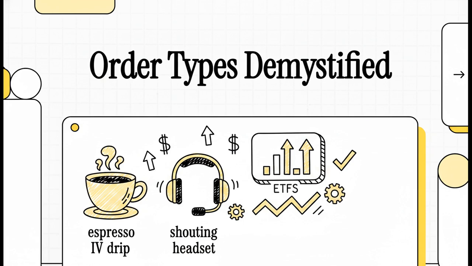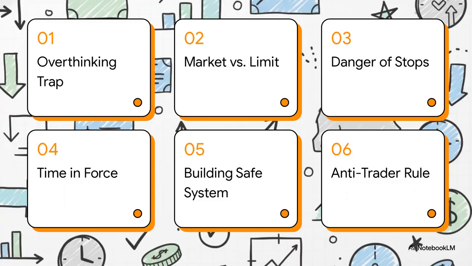Okay, let's dive right into this. So, here's our quick roadmap for stripping the chaos right out of your stock market experience today. We're looking at the overthinking investor trap, market versus limit orders, the danger of stop orders, time in force and recurring buys, building your safe system, and we'll wrap up with your anti-trader rule.